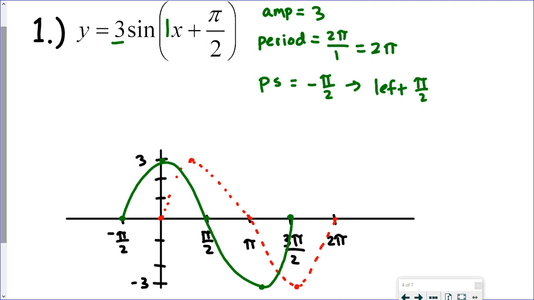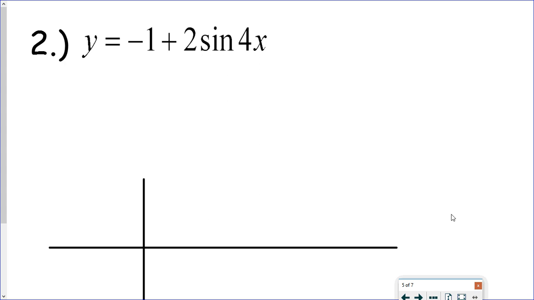Let's look at another one. Okay, so another sine graph. I want to rewrite this though, so I have the trig function part first, and then I have this -1 at the end. So the first thing I'm going to do is write it as 2 sine of 4x minus 1.